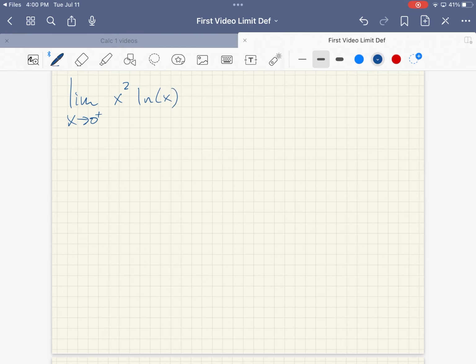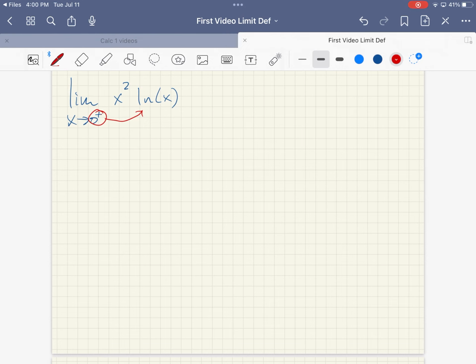Now, let's do a little bit of thinking through this before we get into the nuts and bolts of it. So first off, note that we're approaching 0 from the right, and that makes sense because of this function right here, natural log of x. You cannot use negatives or even 0 for the input of natural log, so we have to approach it from the right.